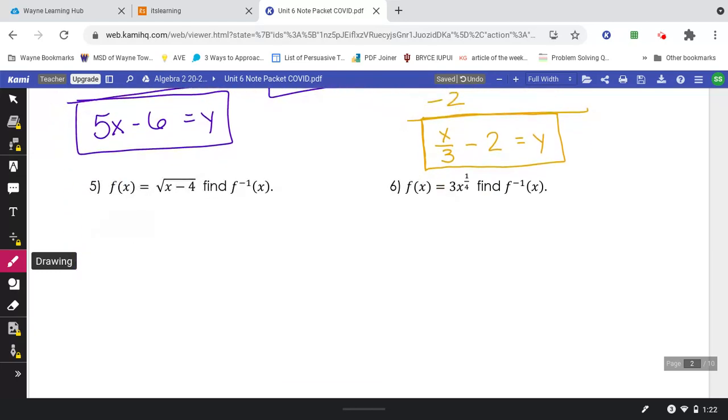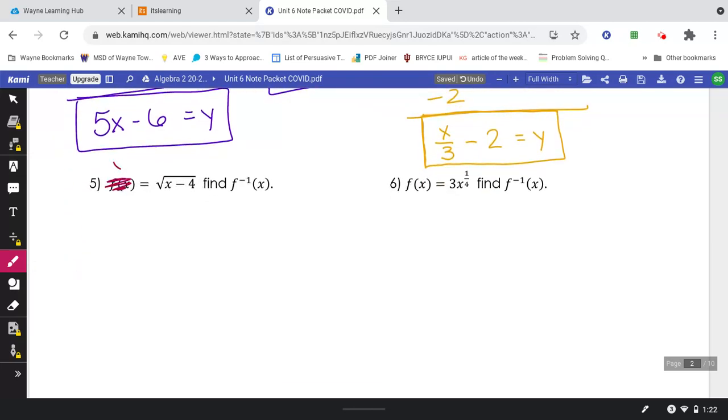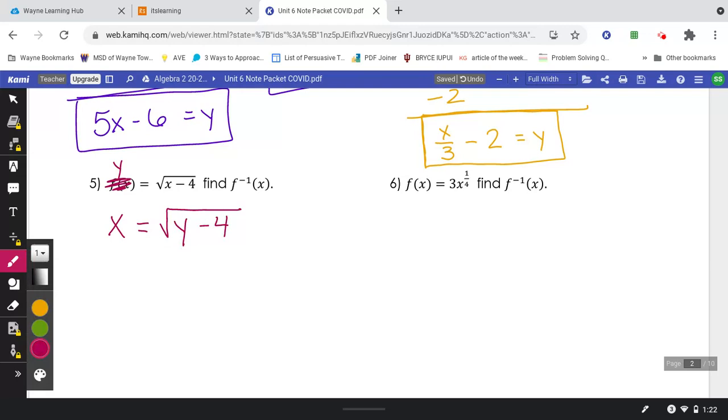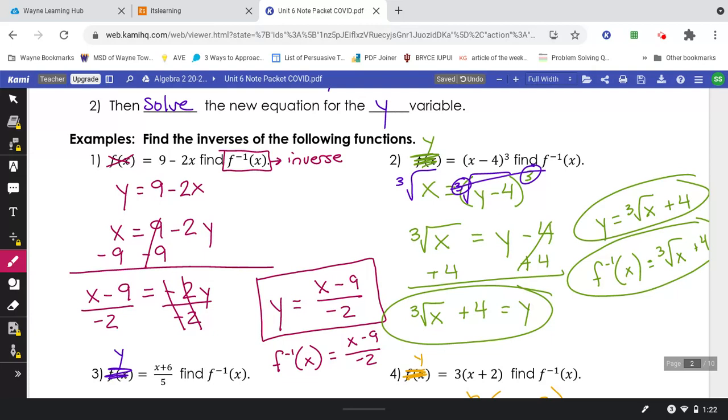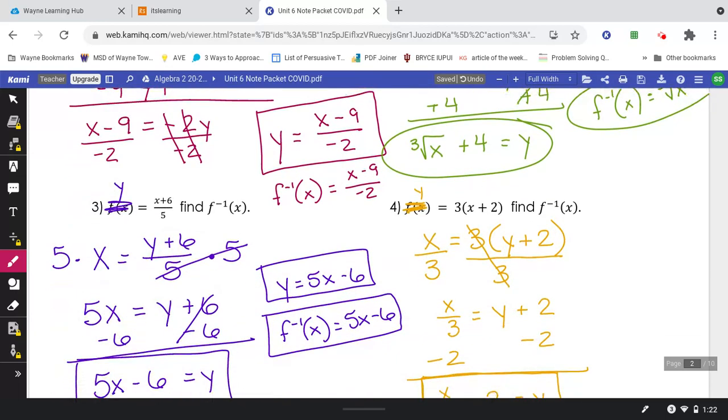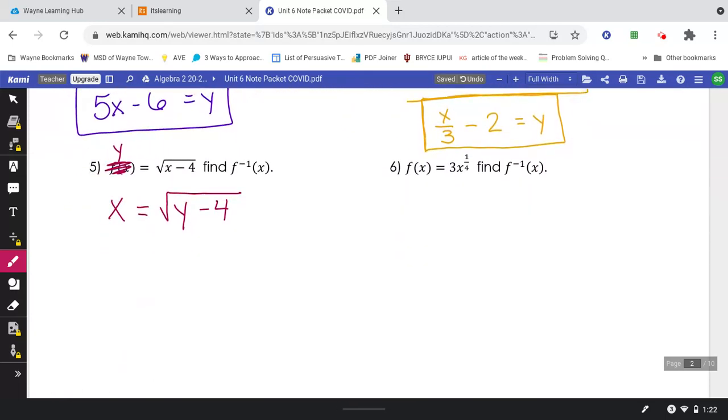All right, example 5. Switch this to a y, then change it to x. Change the x to y. And then think about what the opposite of a square root is. Up on example 2 on the back side, remember we put a third root right here. We put a third root to get rid of the 3. So third roots, square roots, fourth roots, all of those have the opposite operation. You just have to have the exponents match there.